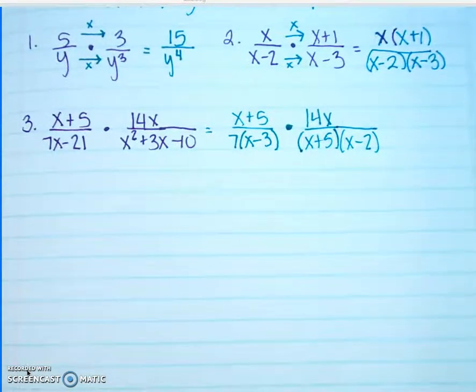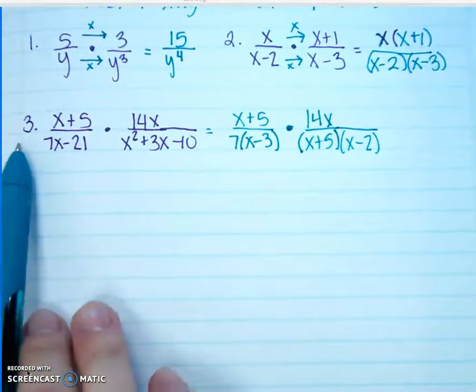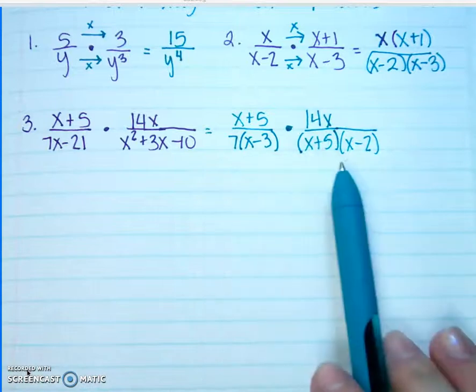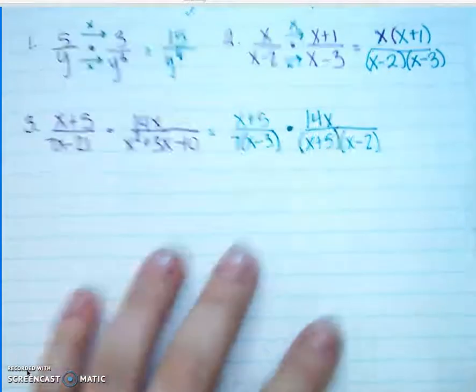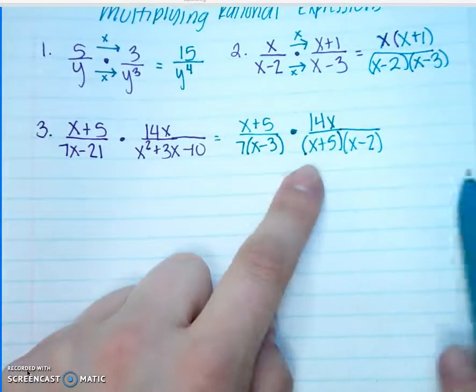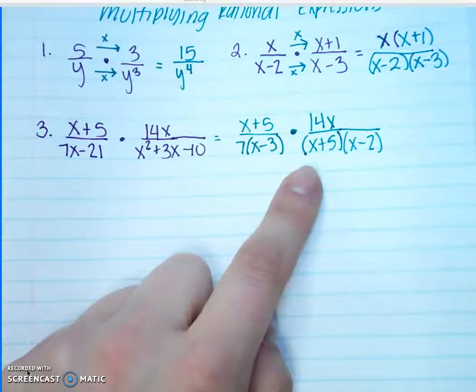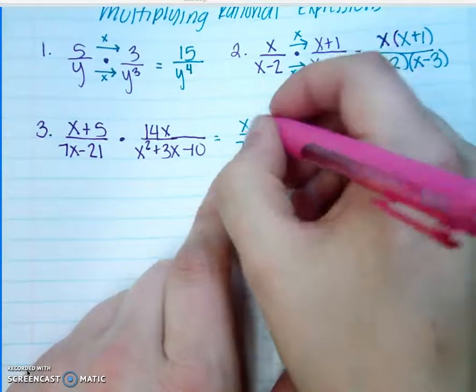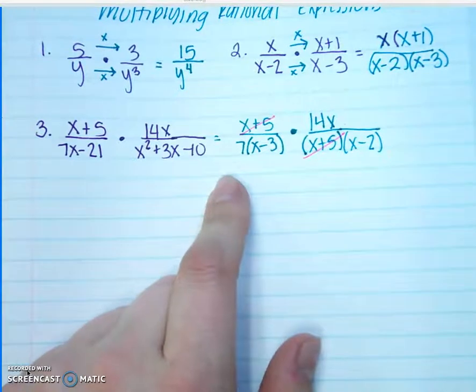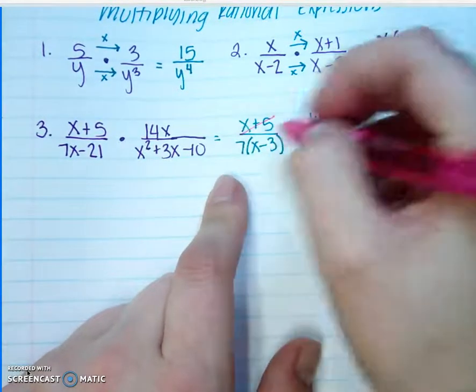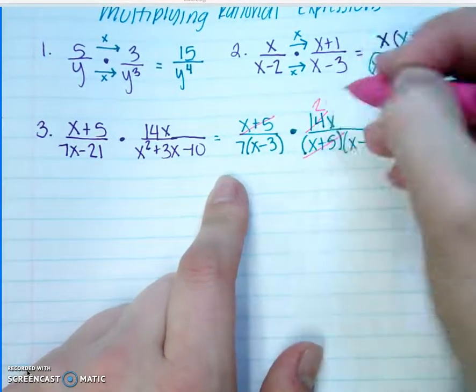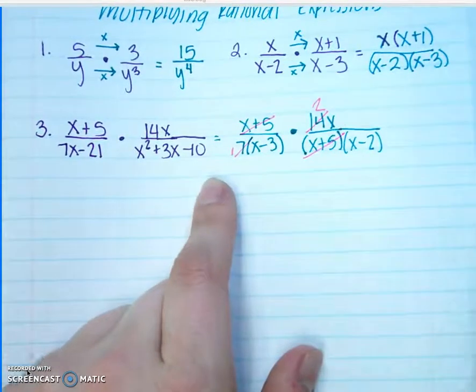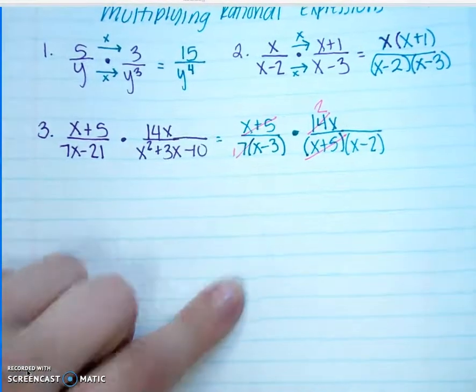Now I'm going to see, for this question here, I had to factor first, and now I'm going to see if I can cancel. I can cancel several things. I can cancel out this x plus 5, and I can also reduce this 14 to a 2 because I can divide out a 7. All right? So now let's see what's left.